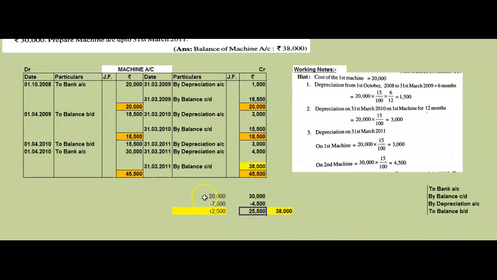So you have to understand this. I'll write here: first machine, and this is second machine. This shows how the value of each machine decreased, first machine and second machine. Understood?